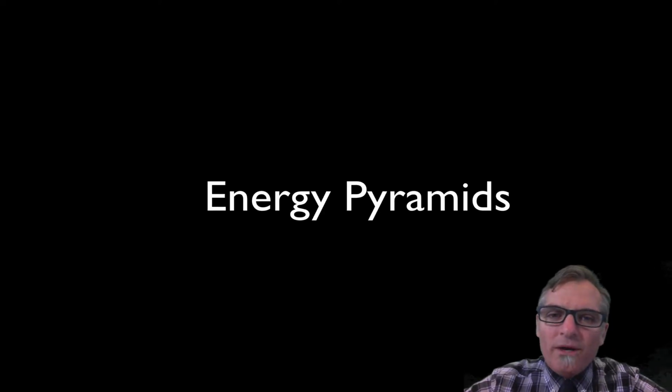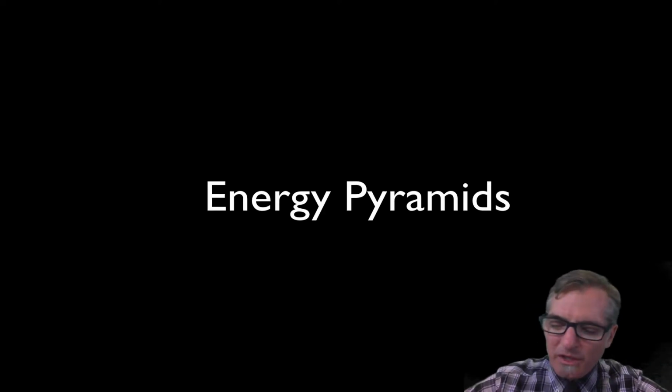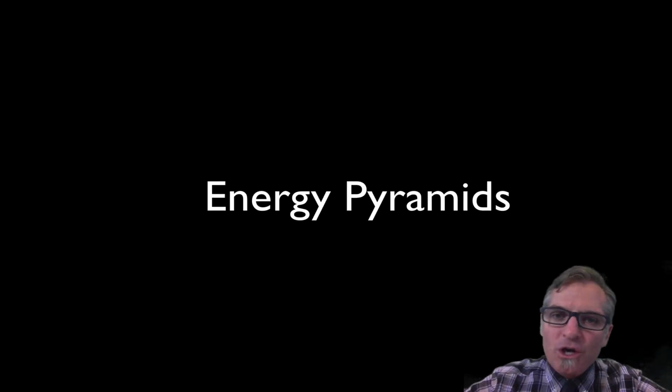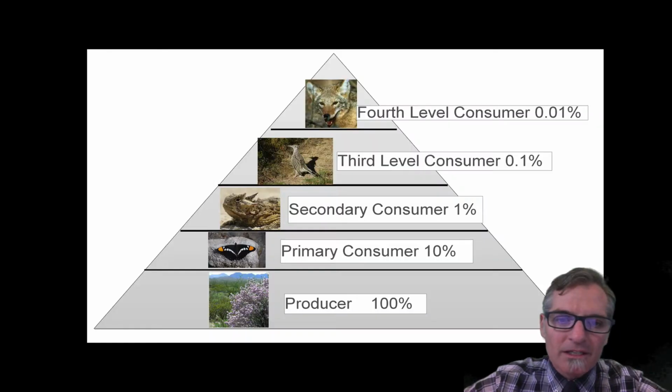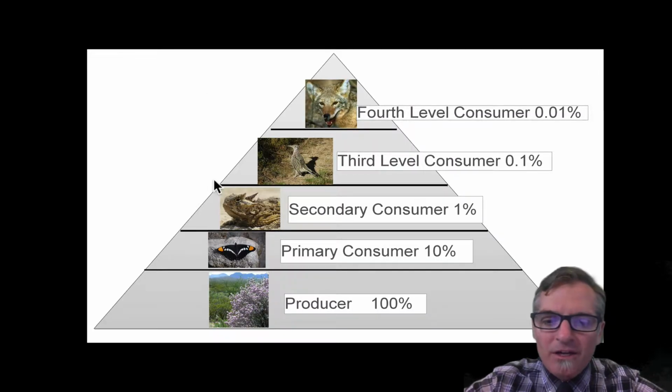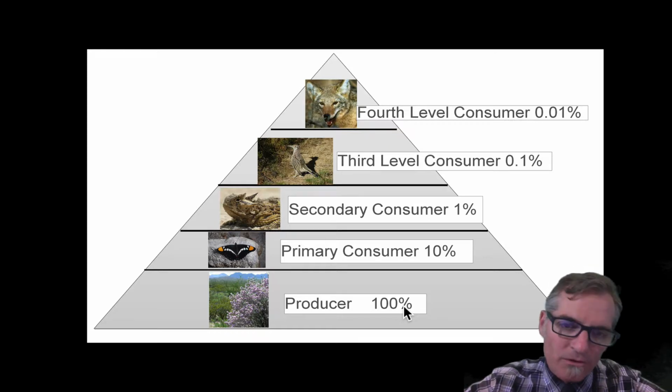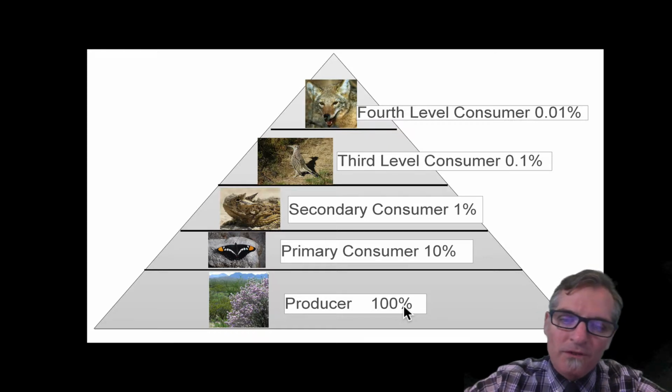I wanted to do a quick review on energy pyramids. So again, remember, energy pyramids show how much energy is at each feeding or each trophic level. For instance, right here, you can see at the very bottom we have the producers, plants. There's 100% energy stored in their chemical bonds through photosynthesis. They've stored it in the molecule of glucose.